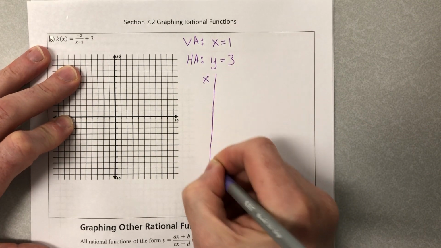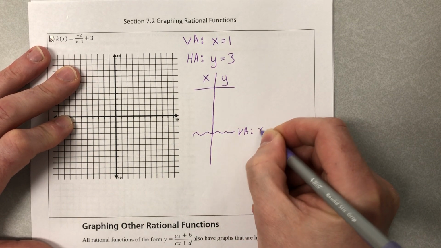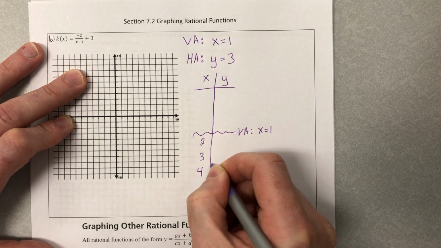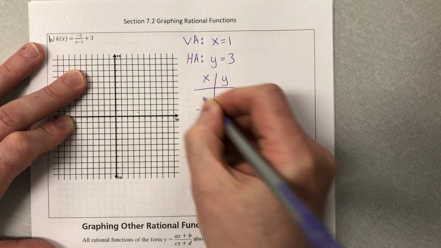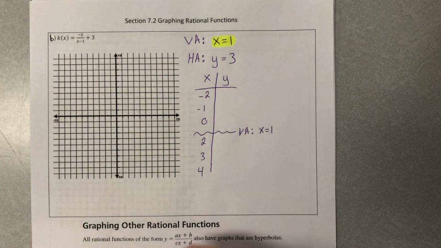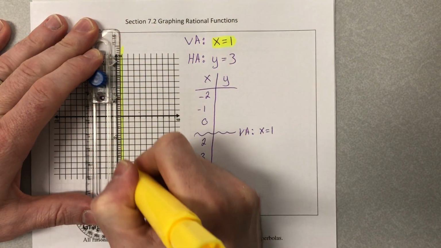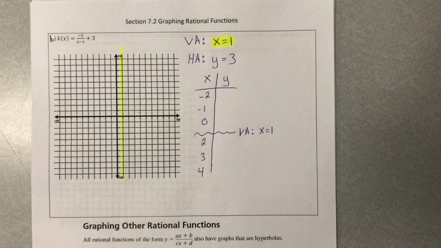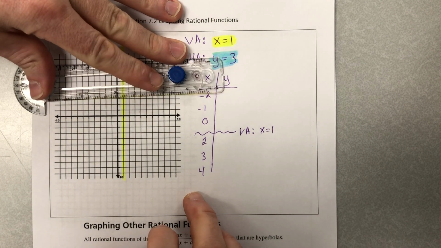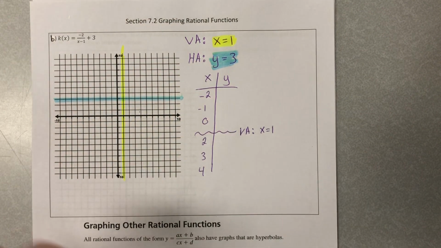So we set up our table, just like we normally would. Put our squiggly line, which is our vertical asymptote at x equals 1. 3 points to the right would be 2, 3, and 4. And 3 points to the left would be 0, -1, -2. So we're going to graph our asymptotes, which is x equals 1, and our horizontal asymptote, which is y equals 3. All right, so we have our asymptotes.